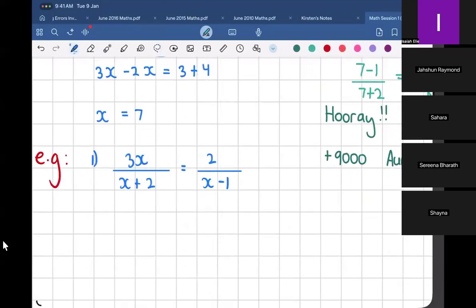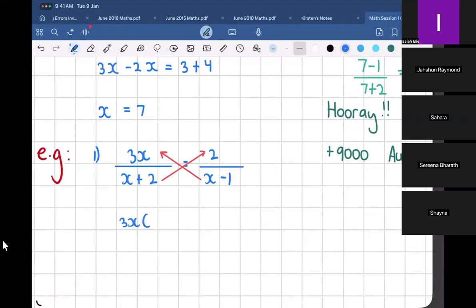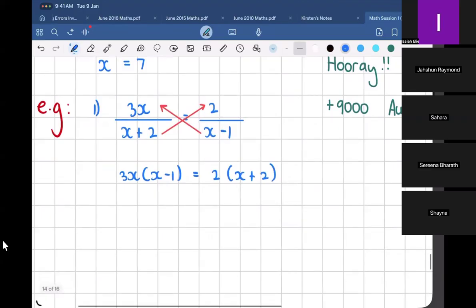First things first, we're gonna cross multiply, right? Because we have two fractions on either side. So if we cross multiply, I'm going to write 3x open bracket x minus 1. Yes or no? Yes. And I'm gonna write 2 by x plus 2. I'm going to expand the brackets. So 3x by x is 3x squared. 3x by minus 1 is minus 3x. Then we end up with 2 by x is 2x, and 2 by 2 is plus 4.